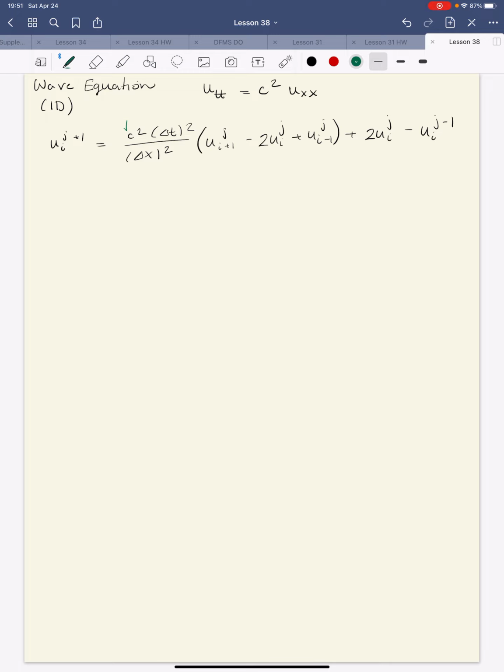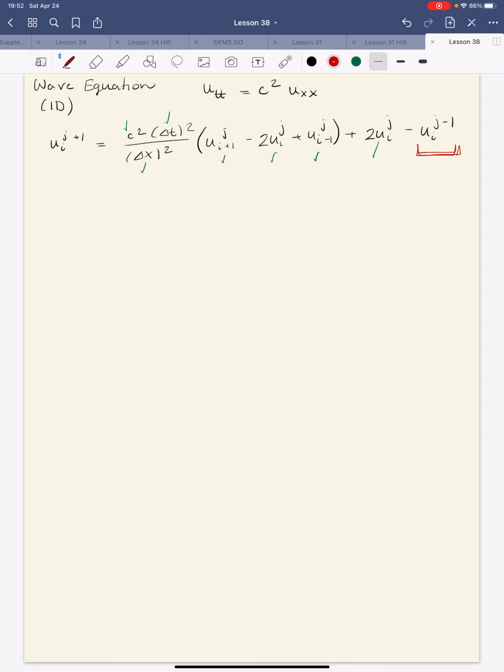We know what c is. We know what delta t is. We know what delta x is. And we know every term that is in the current time step, the j time step. So we know this term, this term, this term, this term. And then we have a bit of a problem, because when j is equal to 1, you get u sub I 0. And if you were at the 0th time, you'd get -1, and this seems bad.